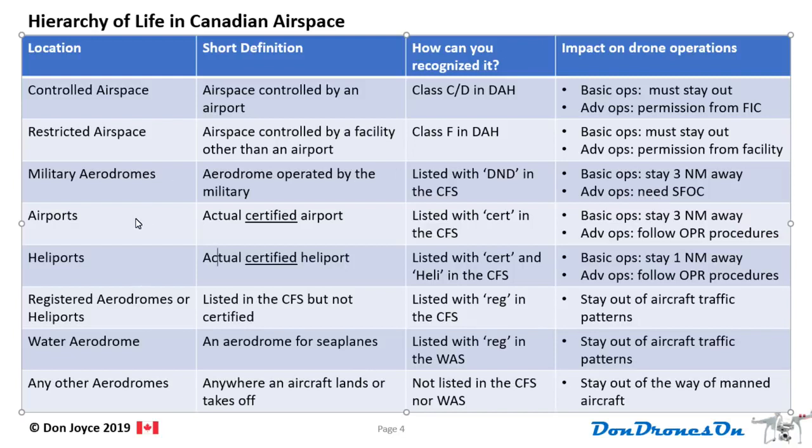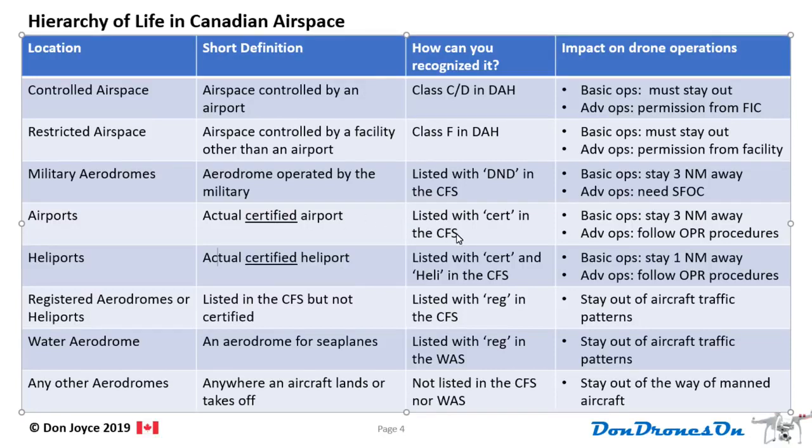Next, airports. Airports are arguably, I'll say, the anchor of this whole thing. Airports here are actual certified airports, and that is a critical thing to understand and get your head around. Not everything that has an airplane landing at it with a runway is an airport. You're only an airport if you are certified.